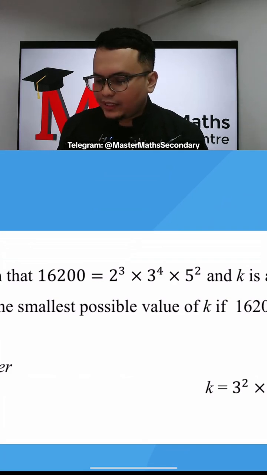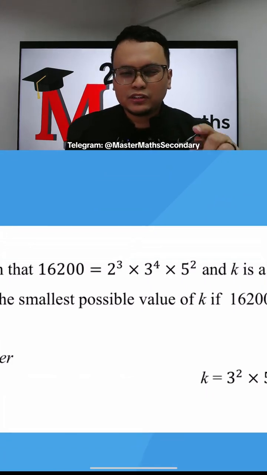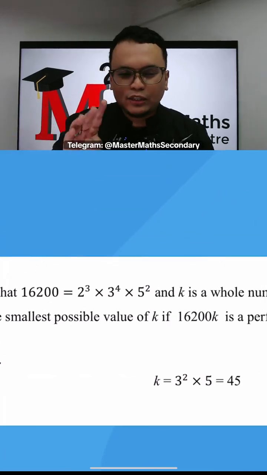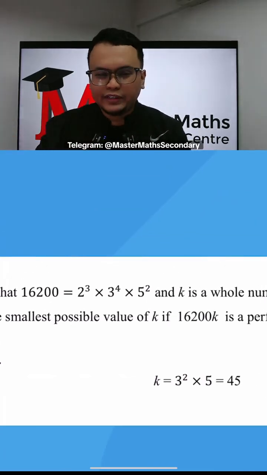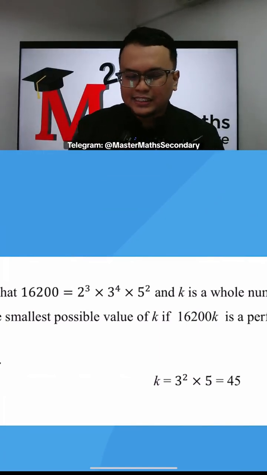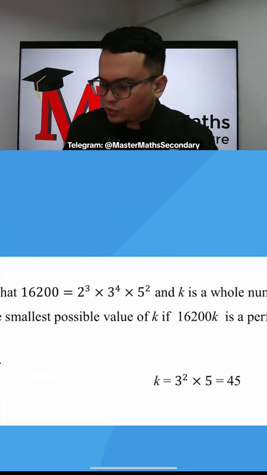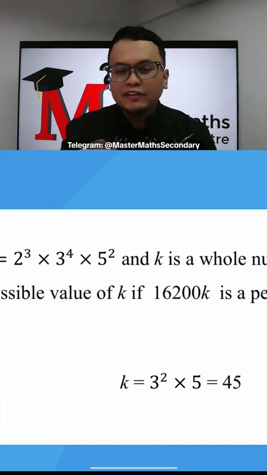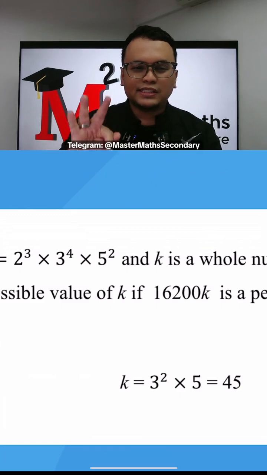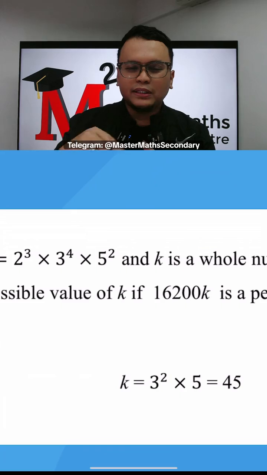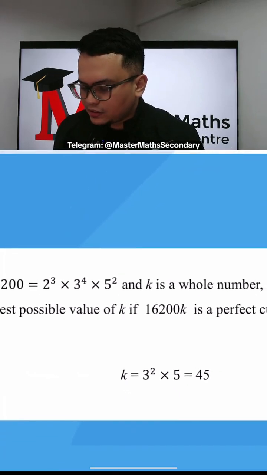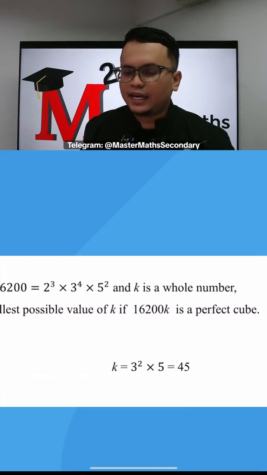In order to make them multiples of 3, because 3 already has power 4, I cannot reduce it, since I'm multiplying by this k. So I need to raise it up. The nearest number after 4 that's a multiple of 3 is 6. Which is why I multiply by 3 squared, to raise the power of 3 to 6, so that it becomes a multiple of 3. Then for 5 power 2, the next multiple of 3 is 3. So from 5 power 2 to 5 power 3, we need another 5. Which is why your k consists of these two numbers, 3 squared times 5, and that's how we get 45.